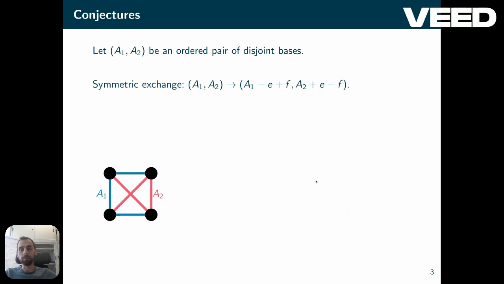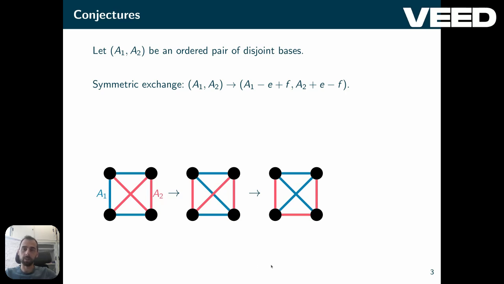Let A1 and A2 be a pair of disjoint bases of a matroid. Then, according to the symmetric exchange axiom, one can exchange elements between these two bases such that we obtain another ordered pair of bases. So here, on this example, we start with a graphic matroid. The two colors denote two spanning trees, so those are two bases that are disjoint. And doing a symmetric exchange, we can construct two other bases of the matroid. And then you can repeat this step.